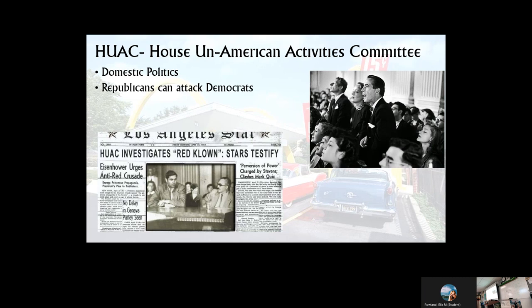And all they had to do is accuse somebody and their entire career could be ruined. And they focused on areas where they knew that there was some activity, maybe of fellow travelers, Hollywood. They went after actors and producers and said that decadent media was leading us to the road of communism.